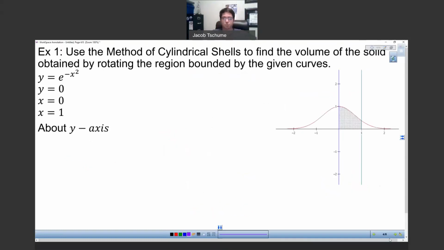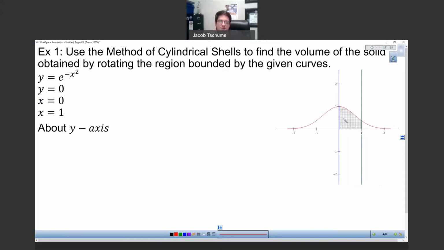So in that case, we're just going to work some problems using the method of cylindrical shells. The instructions today say the following: use the method of cylindrical shells to find the volume of the solid obtained by rotating the region bounded by the given curves. The first one we're going to do is y equals e to the negative x squared, bounded by y equals 0, x equals 0, and x equals 1. I want you to rotate this around the y-axis.